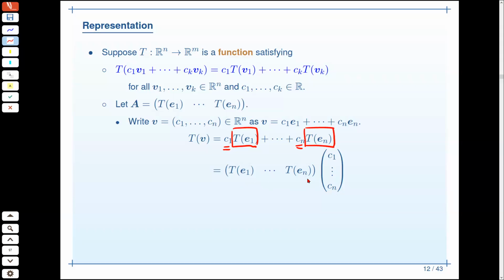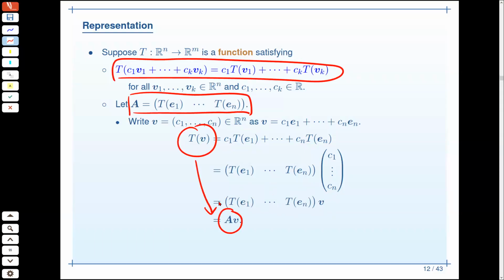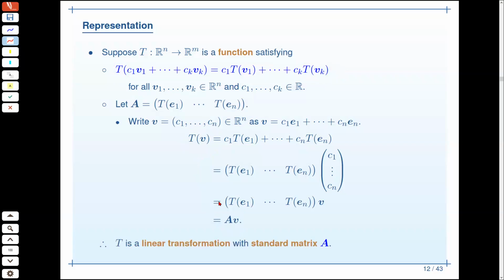So what is this? This is my A, and this is my V in the column form, right? Therefore, my T(V) equals to this one, which is A times V. So if T satisfies the following condition, and you write the A in this matrix, I have my T(V) equals to AV, which says that T is a linear transformation and A is the standard matrix of the linear transformation.